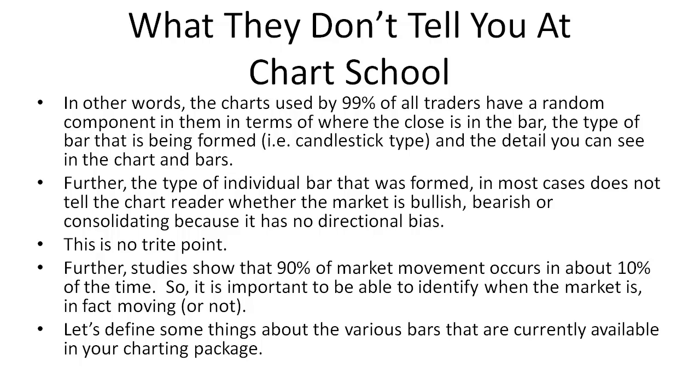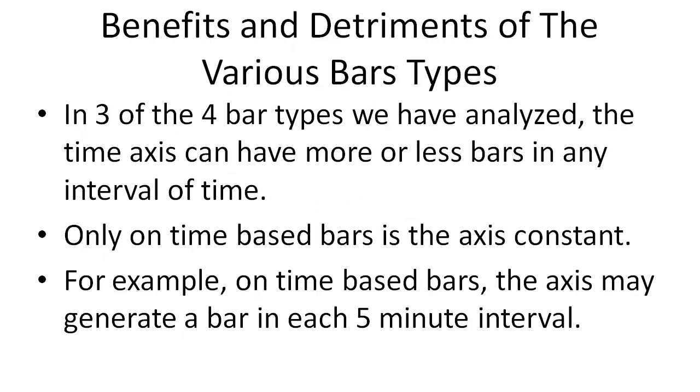Let's define a few things about various bars that are currently available in your charting package and see where that takes us. Benefits and detriments of various bar types. In 3 of the 4 bar types we've analyzed, the time axis can have more or less bars in any interval of time. Only on time-based bars is the axis consistent or constant. For example, on time-based bars, the axis may generate a bar in each 5-minute interval.